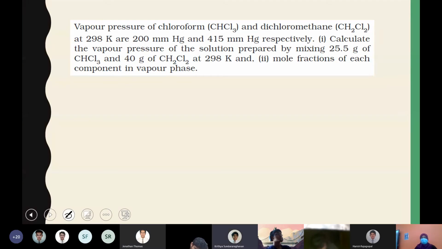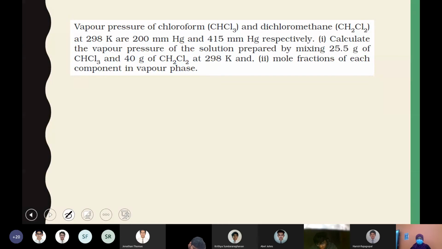Ma'am, also, does the vapor pressure depend on the structures of the compounds, like based on whether it is a double bond or single bond or something like that? It depends on its volatility, its ability to undergo vaporization. That means volatility depends on intermolecular force of attraction. If the particles are holding each other, then they don't have the ability to vaporize, right?